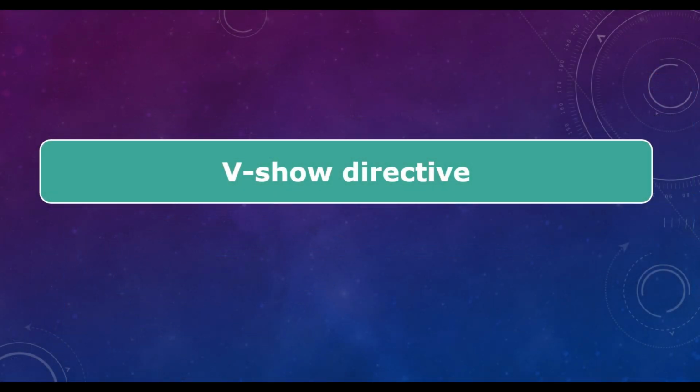Alright guys, now let's talk about the v-show directive. We just learned v-if, and v-show also does the same thing. It also allows you to display a block of code. If the condition is true, it is going to display this block of code. Now, let's see how it works.